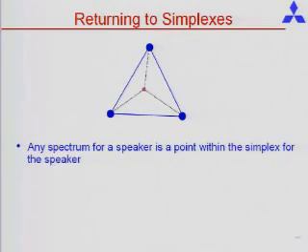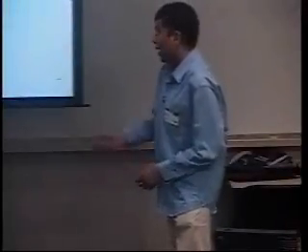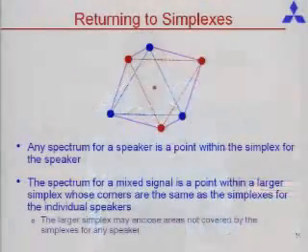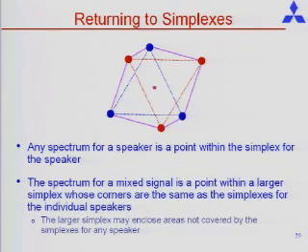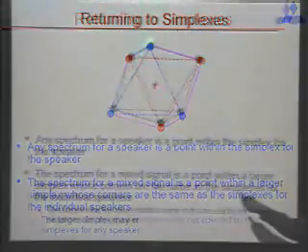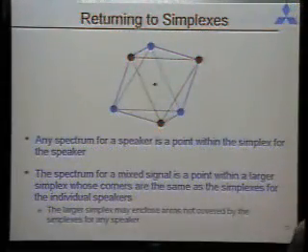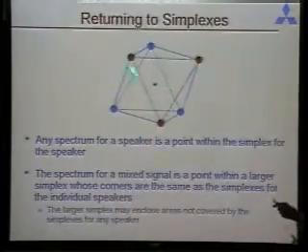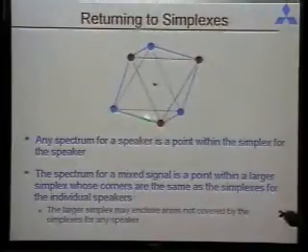Now, the results, as I said, are not that great, 3 to 6 dB. Why? It's useful to look at the whole thing as simplexes. The spectrum for any speaker is a point within the simplex for the speaker. Now, suppose I have a mixed signal from two speakers. Let's say speaker 1 had 3 urns, the 3 blue dots, and speaker 2 also had 3 urns, the 3 red dots. The mixed signal is going to come from a combination of 6 urns. So although speaker 1 came from within this simplex and speaker 2 came from within this simplex, the mixed signal came from the larger simplex.